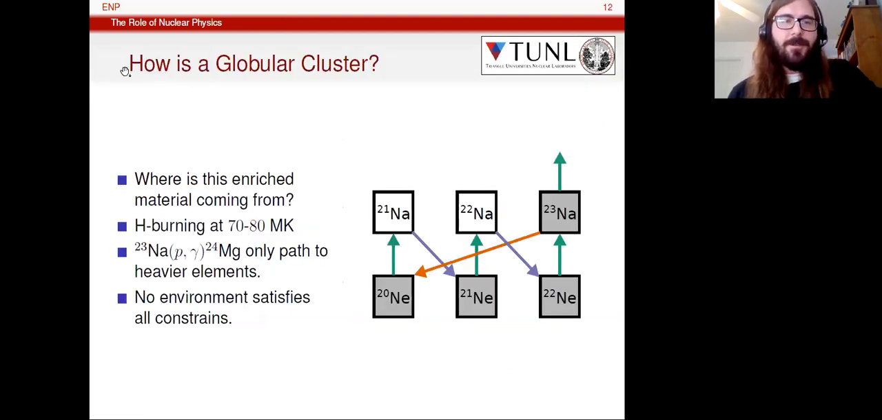This title isn't grammatical, but it gets at the point I want to make, which is we have what is a globular cluster, an object that shows variations between the light elements. And now we're going to ask how does it come to be? Pretty early on, not too long after the initial observations of this sodium-oxygen anticorrelation, the nuclear physics was at such a point that we knew this could only happen from the so-called neon-sodium cycle, which occurs at hydrogen burning between 70 to 80 million Kelvin.